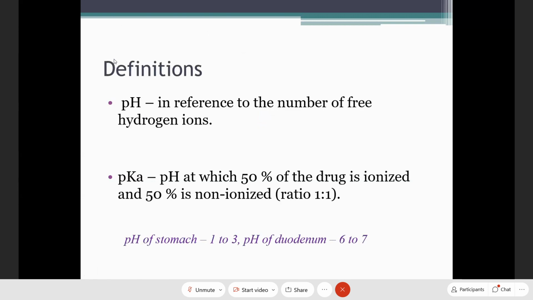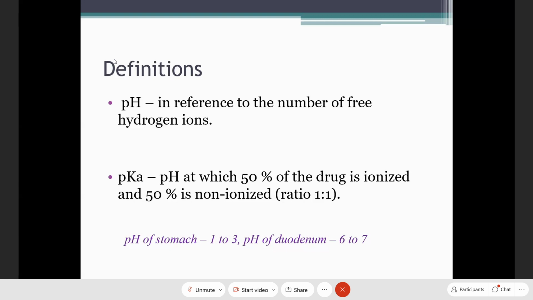So these are the definitions you must know. I assume that you have known, but again, I'm just going to refresh you with some of the common definitions. Okay, pH is in reference to the number of free hydrogen ions. So that is the pH. When you say pH 1, it's referring to the hydrogen ions. pKa refers to the pH at which 50% of the drug is ionized and 50% is in the non-ionized form. So the ratio has to be 1 to 1.